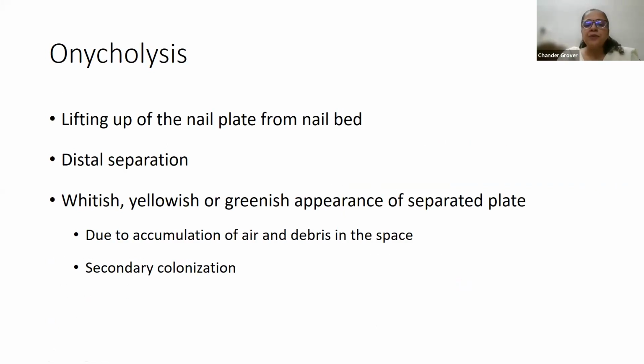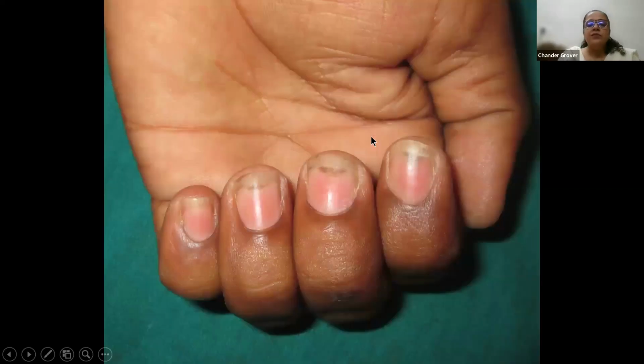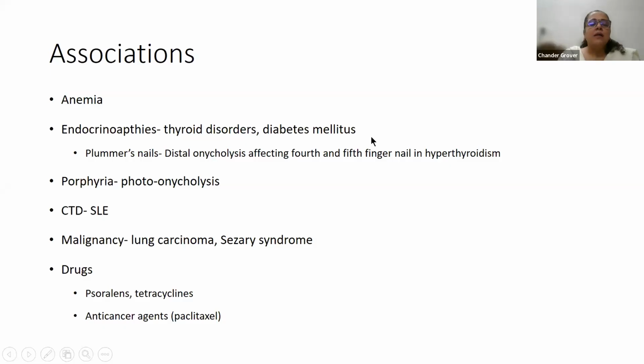Whitish, yellowish or greenish appearance of the separated plate, because now it has separated from the bed. So you will not see the pink bed through it. You will see different colors depending on what accumulates under that separated nail plate. So now this is onycholysis. You were expecting the onychodermal band here, but this has separated and debris has entered. So this is onycholysis.